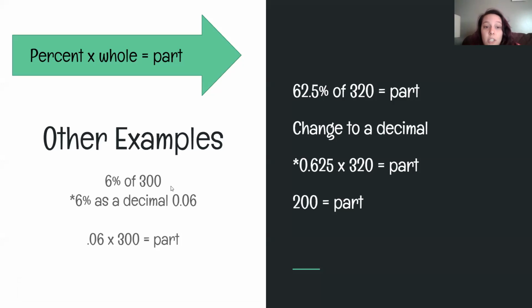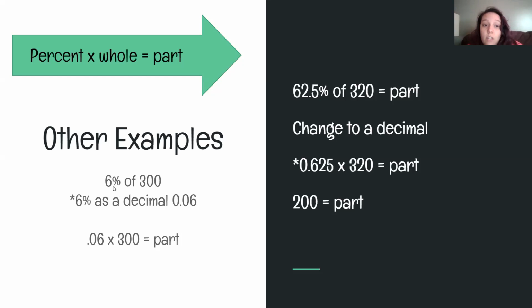They'll say 6% of 300 or 62.5% of 320, and you're just solving. So a lot of the times you're not going to have to pull them out of a word problem and figure out where they go. Remember, before all of this really happened, we started talking about what the word "of" meant in math. So remember, of means to multiply.